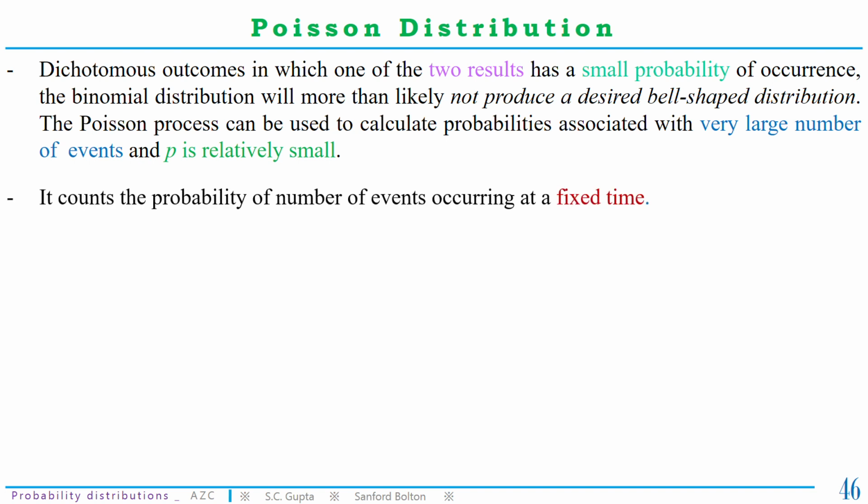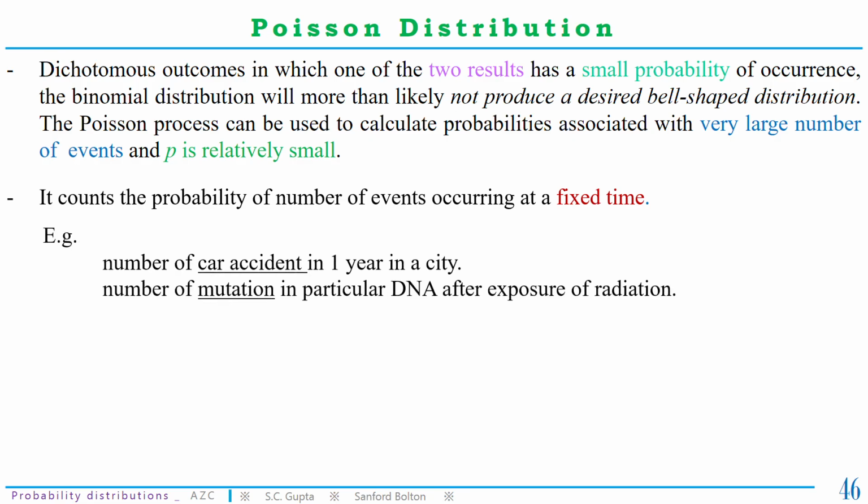It counts the probability of the number of events occurring at a fixed time. For example, the number of car accidents in one year in a city, or the number of mutations in a particular DNA after exposure of radiation.